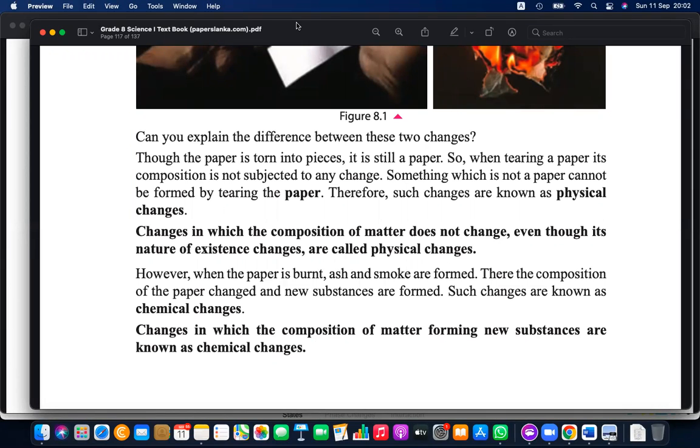You mean like melting ice? Yes sir. Melting ice can be taken because it's not changing the format. Still it is H2O. Still it is ice. Yes, anything else?